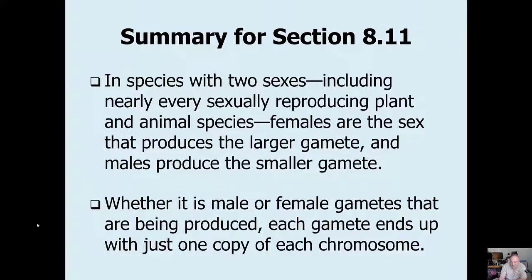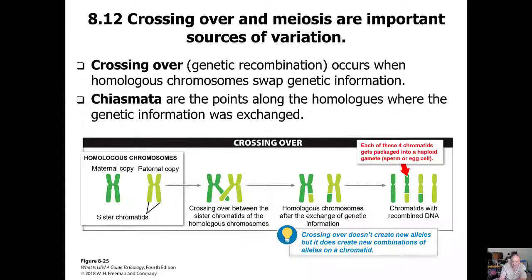And so in species with 2 sexes, including nearly all sexually reproducing plant and animal species, females are the sex that produces the larger gamete, and males produce the smaller gamete. Whether it's the male or female gametes that are being produced, the gamete ends up with just 1 copy of each chromosome. And that's obvious, we already know about that.